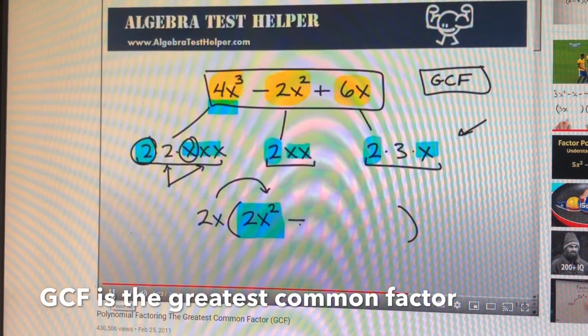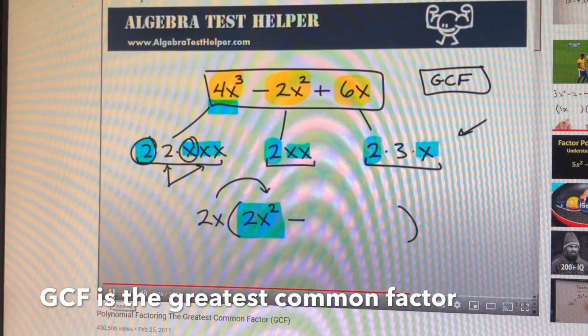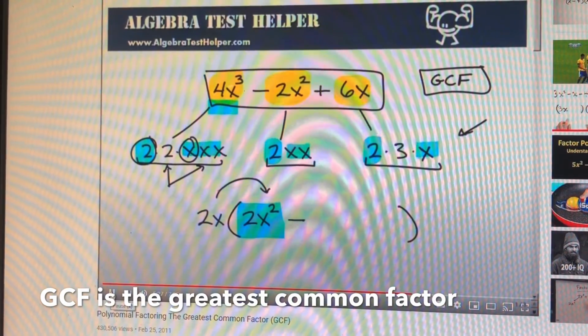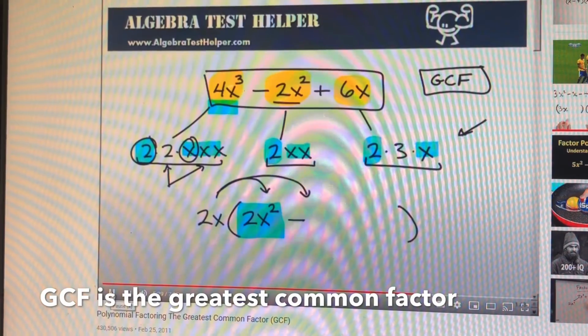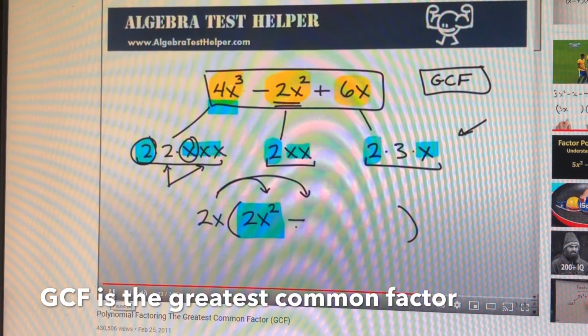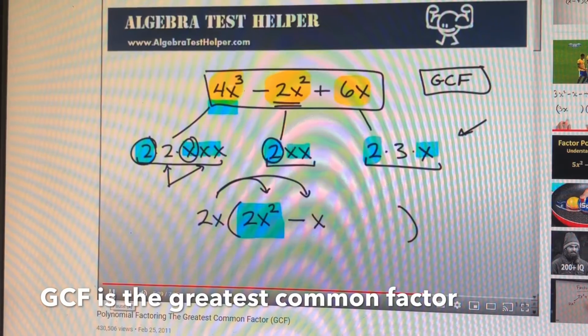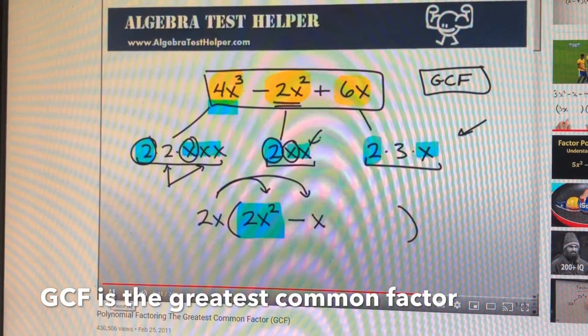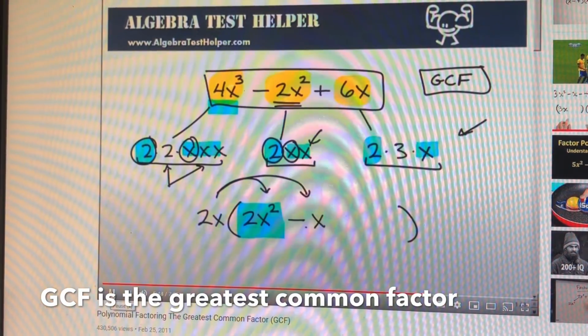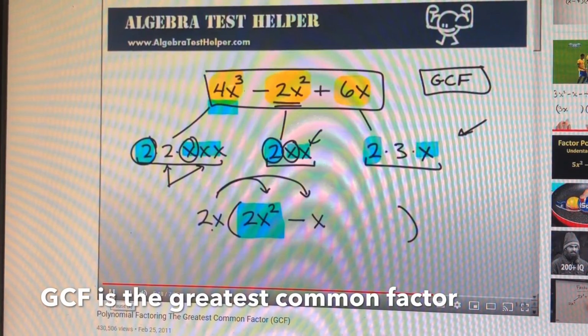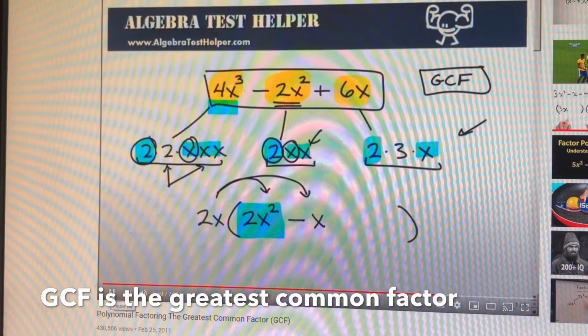So minus, we're moving on to the second term now. 2x times what will get me back to my negative 2x squared? Well, I have my minus there. It looks like I only need an x, right? Because here I have my 2 and my x is part of my GCF. So all I need is an x, and I'll throw my negative sign there, so it's a negative 2x squared. So if you think about it, 2x times this minus x will get me back to 2x squared.